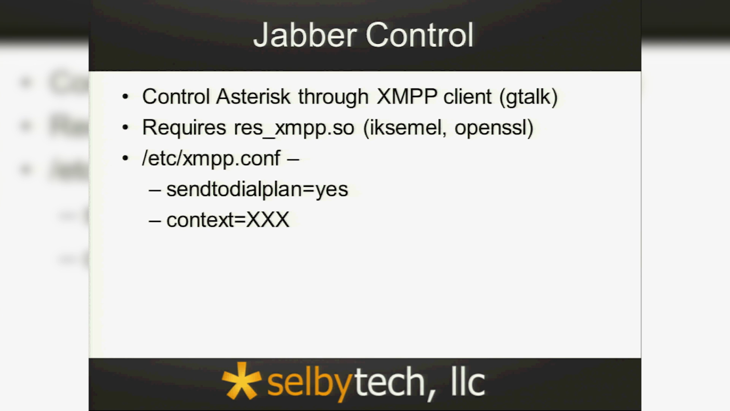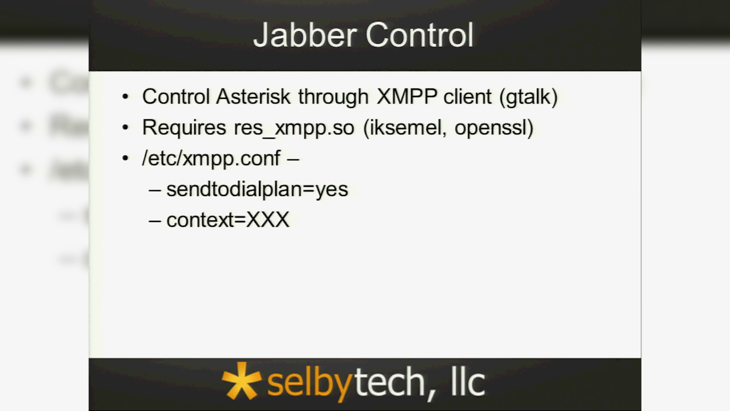You can control your Asterisk through your XMPP client. Now, I prefer to use Gtalk because I've been using Gtalk for years. You can use pretty much any XMPP client that follows the standards. It requires res_xmpp.so, which, to be able to compile that in, you have to have XML and OpenSSL. There's plenty of guides out there on how to install those. I didn't include that. Just Google for it.